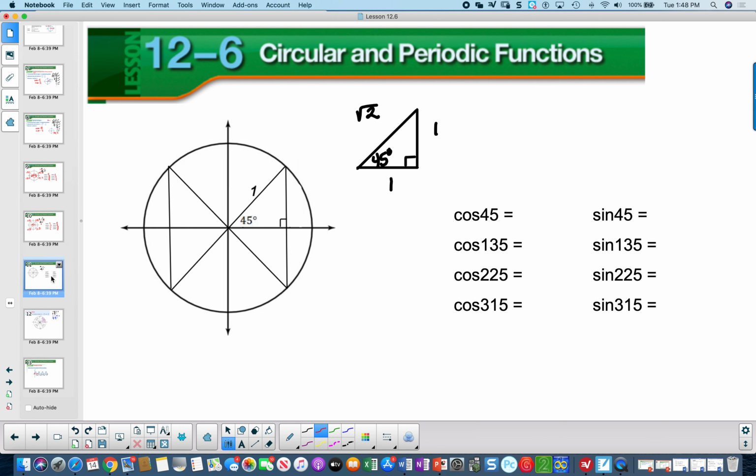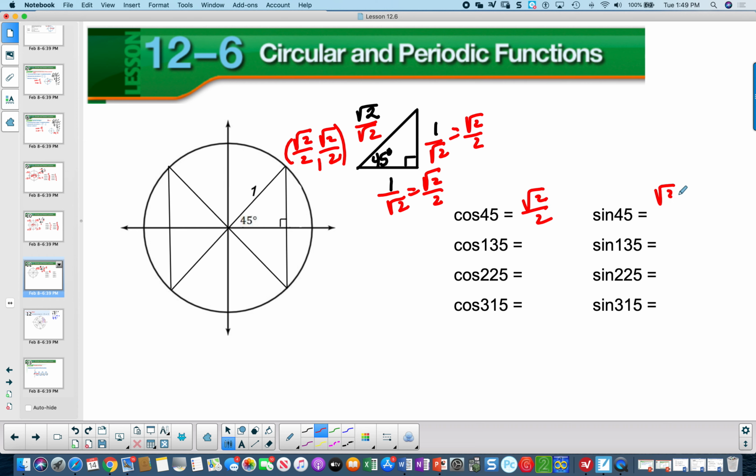Let's now work with a 45, 45, 90. We've got to make a radius of 1, so we're going to divide everything by root 2. And we like to rationalize, so this will be root 2 over 2, and this will be root 2 over 2. So the x-coordinate and the y-coordinate are exactly the same: root 2 over 2, root 2 over 2.